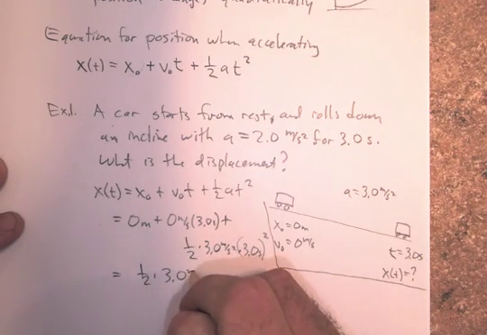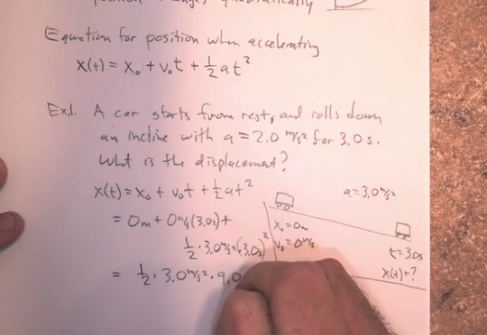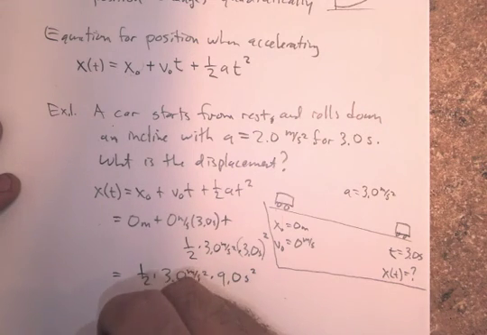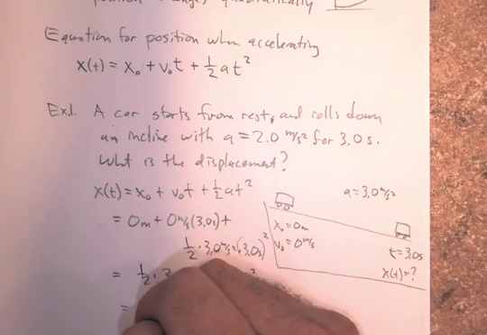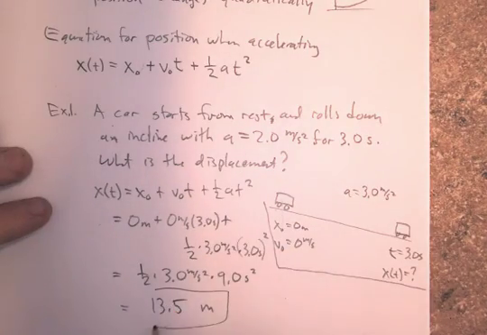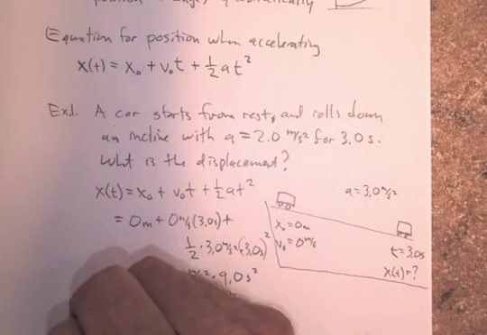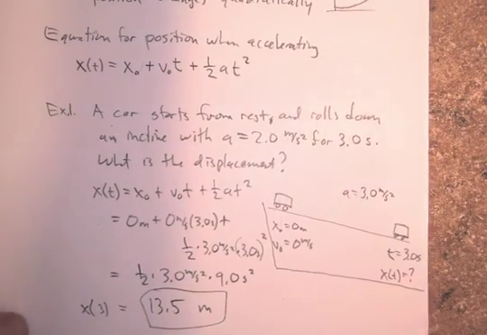times 3.0 meters per second squared times 3 squared is 9.0 seconds squared. Notice I got squared too. Look at your units here. Second squared is going to cancel out with second squared. I'm just going to end up with meters, which is good. So we got a half times 3 times 9 is what? 1.5 times 9 I think is 13.5. Okay, so the final position down here, we're really finding x of 3. The position at 3 seconds is 13.5 meters.